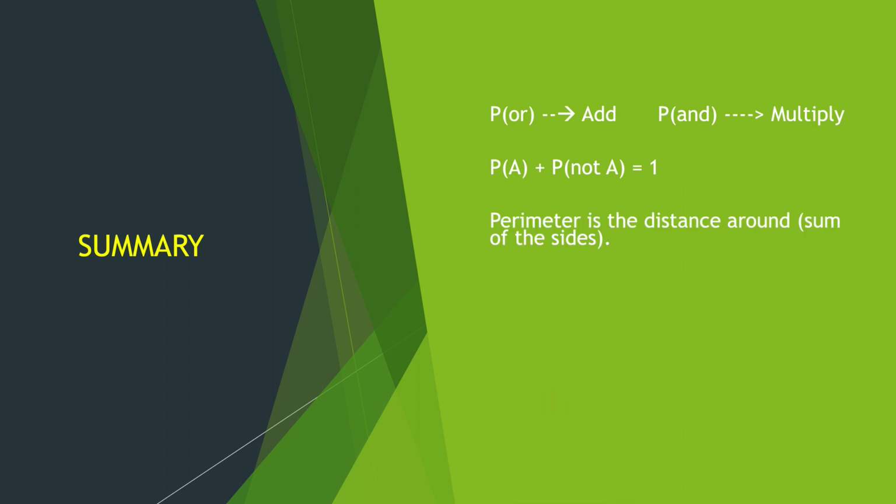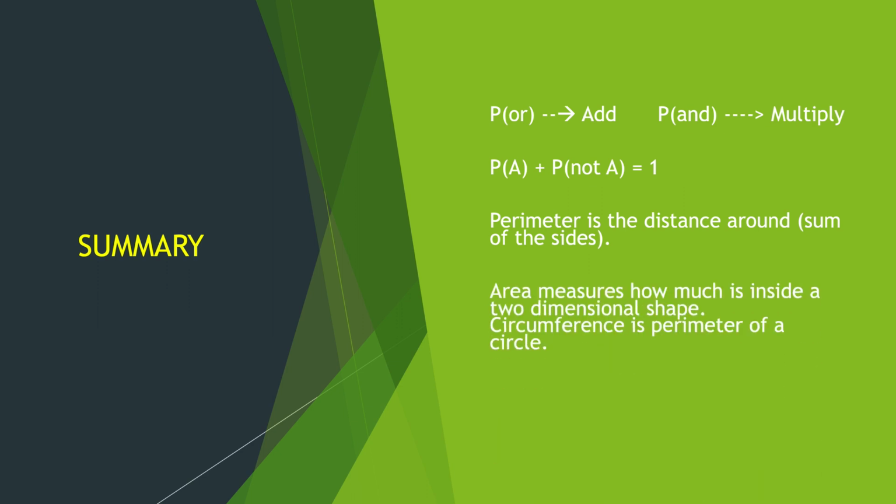The perimeter is the distance around. It's the sum of the sides. Area measures how much is inside of a two-dimensional shape. So the circumference is the perimeter of a circle, if you're dealing with a circle.